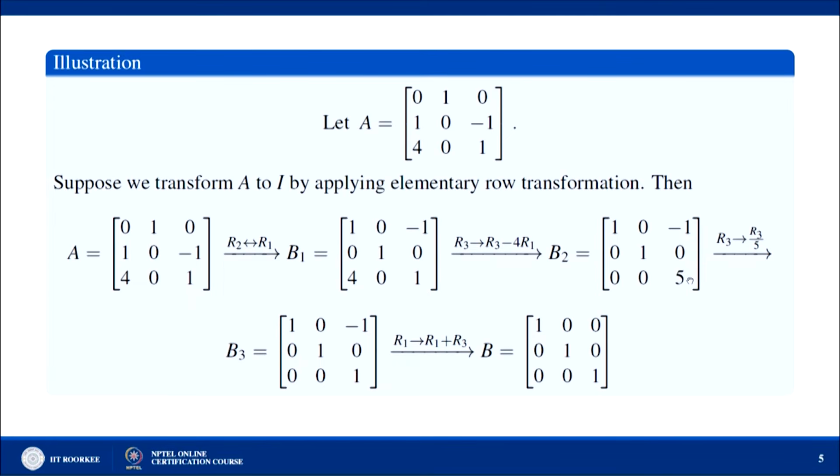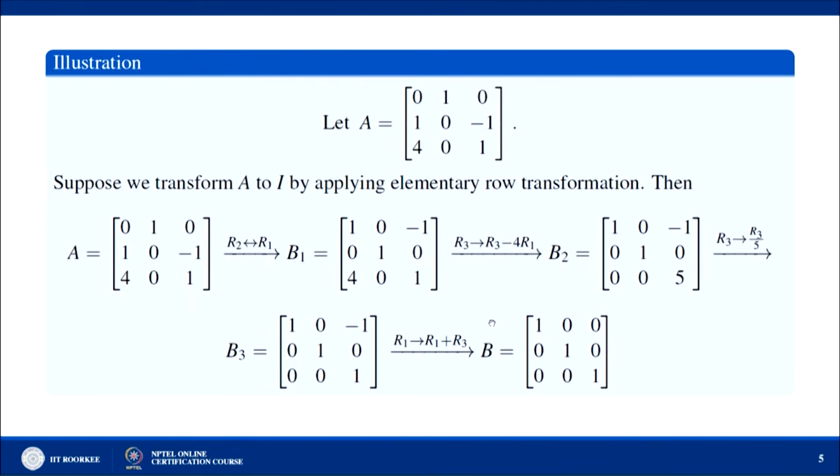Now, you make 1 here. To make 1 here, you would simply divide this row by 5. You obtained this matrix B3, which is 1 0 minus 1, 0 1 0, 0 0 1. Now, to complete the identity, you have to make 0 here with the help of this. So, this plus this, that is, you replace R1 by R1 plus R3. So, this will give an identity matrix B.